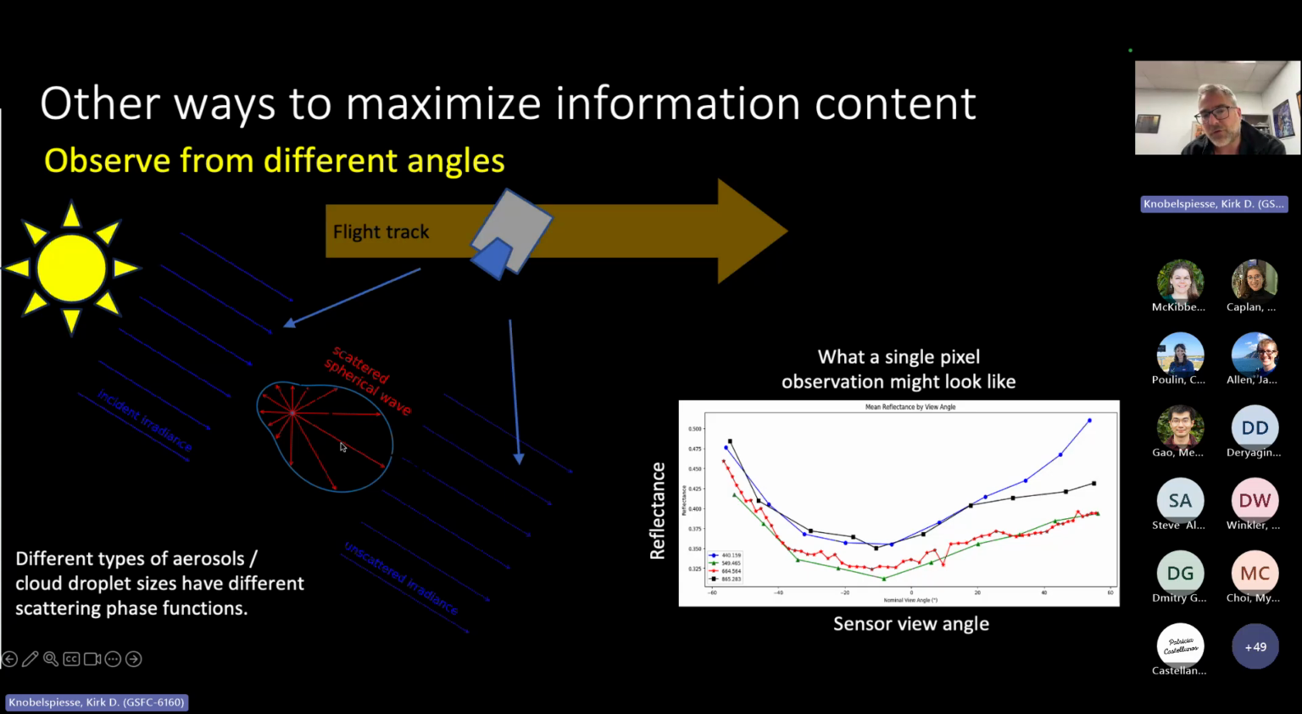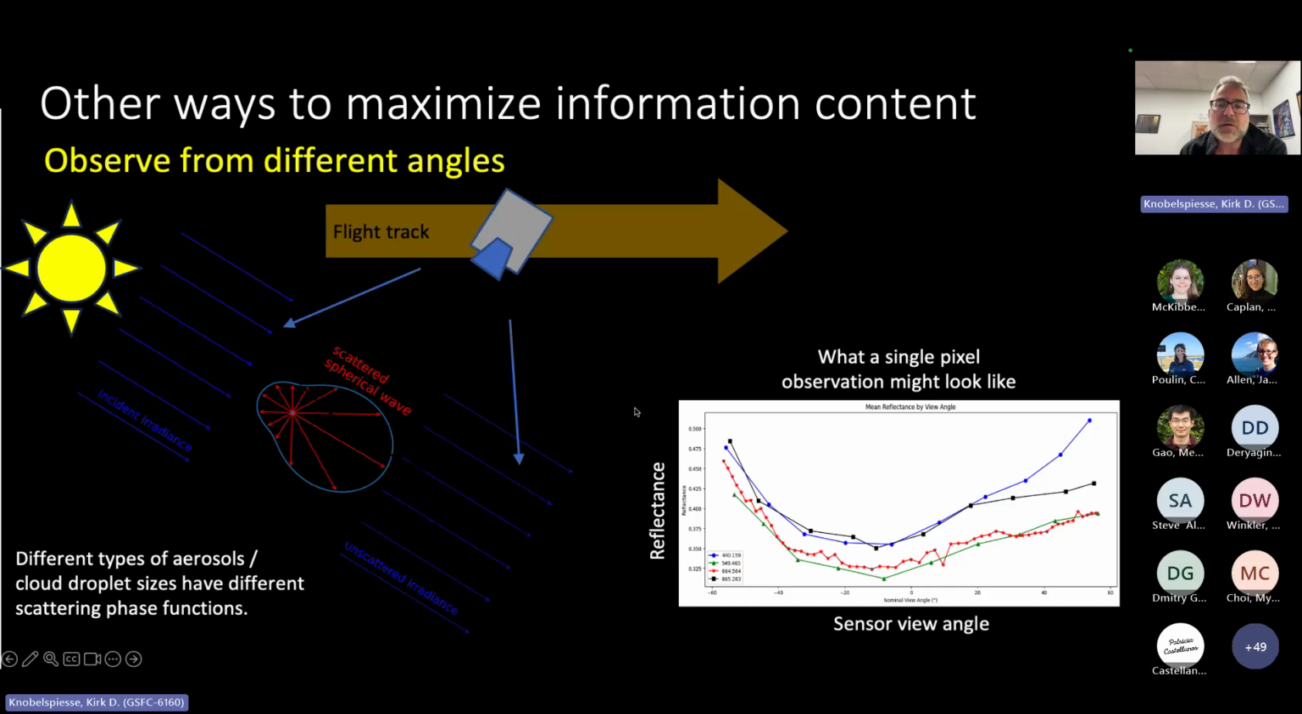But different types of particles, different sizes, different chemical compositions, have different scattering phase functions. So they scatter light differently in a directional sense. So if we measure the light scattering off these particles at different directions, we can get a better understanding of the particles themselves. And this provides us with more information and a greater ability to determine the inherent optical properties of aerosols and cloud droplets.